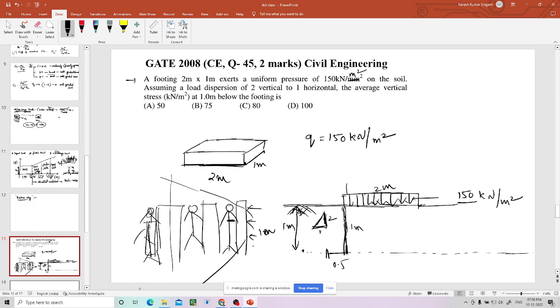If it is 2, it is 1. If it is 1, it is 0.5. So that much it is dispersing. Okay, this is dispersing in this way. And here also, if I go down, then another 0.5 here.